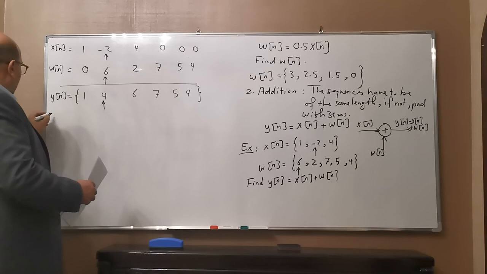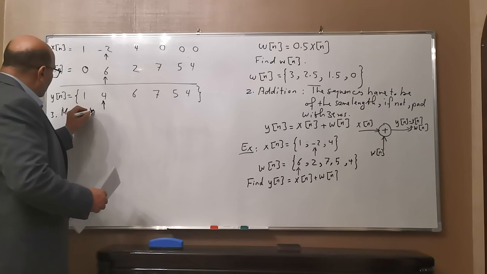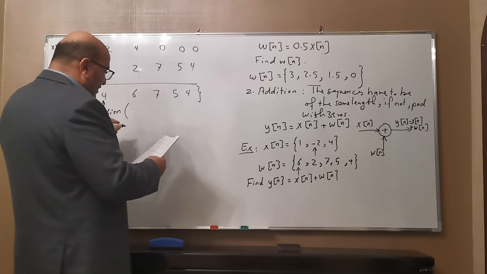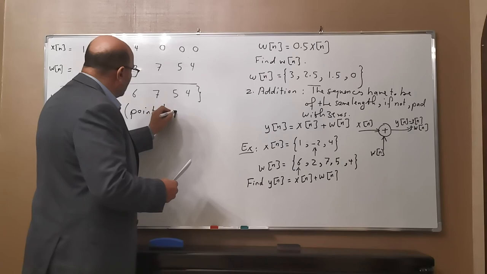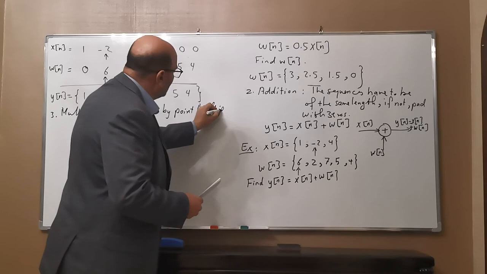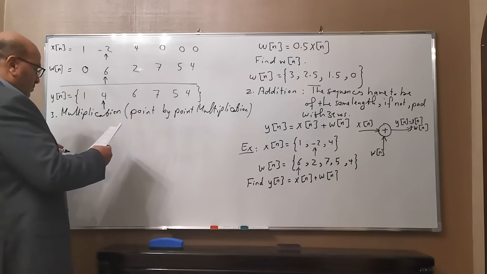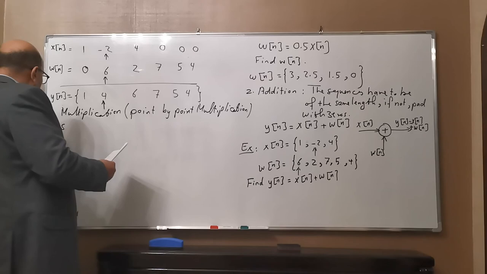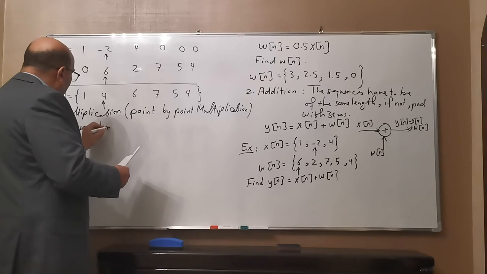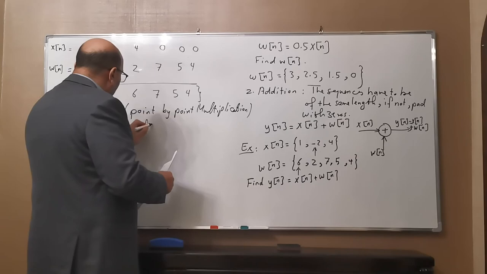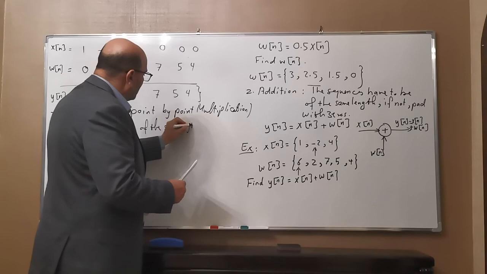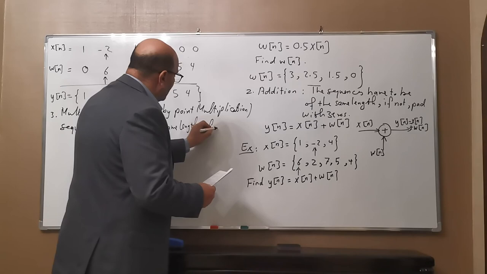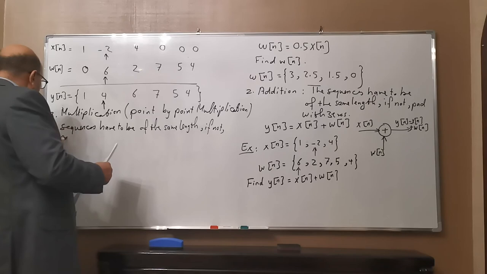multiplication. And the same goes for multiplication. It's also point by point multiplication. Okay, so also here the sequences have to be of the same length. If not, then we do the same as in addition. We have to pad with zeros.